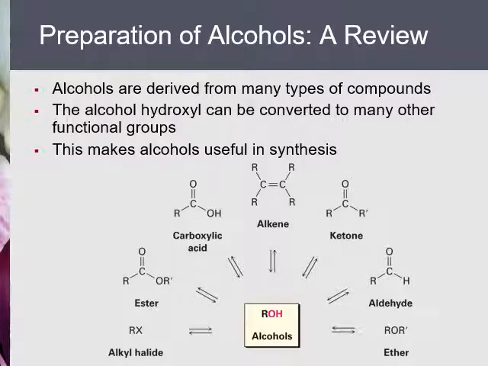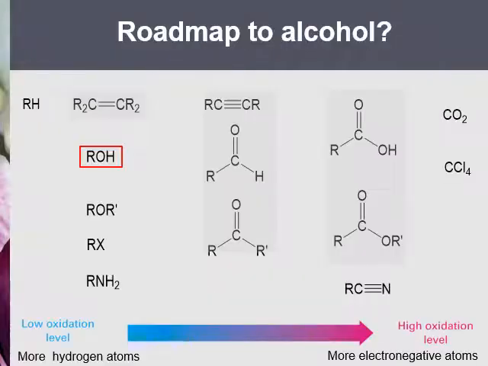In this section, we'll discuss the preparation of alcohols. This important chart shows the oxidation levels of different functional groups. Memorizing this chart helps you to understand the relationship between different functional groups. To the left side is the low oxidation level, and to the right side, high oxidation level. Alkane has the lowest oxidation level.